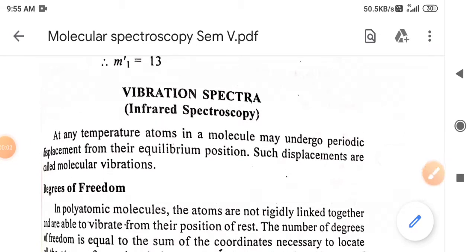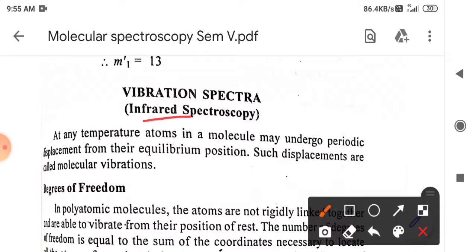So welcome back to the next lecture for the spectroscopy. From this lecture we will start with a new type of spectroscopy, which is the vibrational spectroscopy, or the infrared spectroscopy. As the name suggests, this vibrational spectroscopy uses the infrared radiation. These infrared radiations are capable of changing the molecule's vibrational motion.